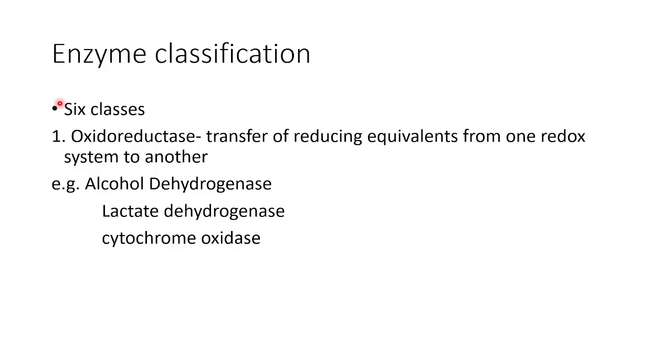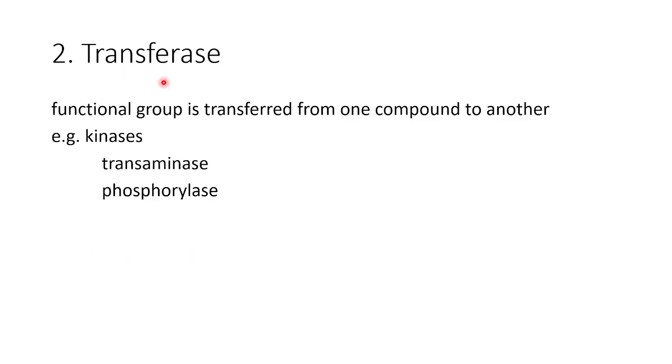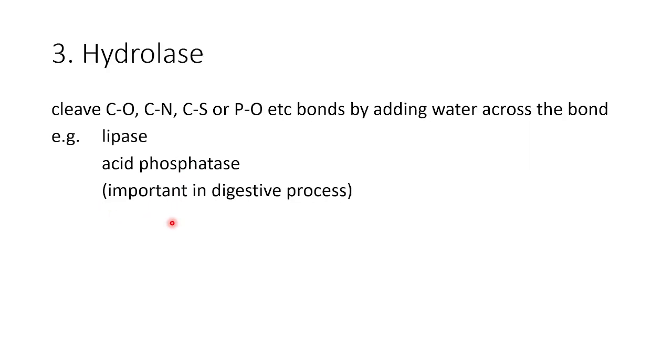On the basis of classification, we have the oxidoreductases, which transfer reducing equivalents from one redox system to another. Examples are alcohol dehydrogenase, lactate dehydrogenase, and cytochrome oxidase. The next one is the transferases, where a functional group is transferred from one compound to another, among which you have the kinases, the transaminases, the phosphorylases, etc. Next you have the hydrolases. These you can keep in mind, not mostly important, but definitely the function of these enzymes is very, very important.